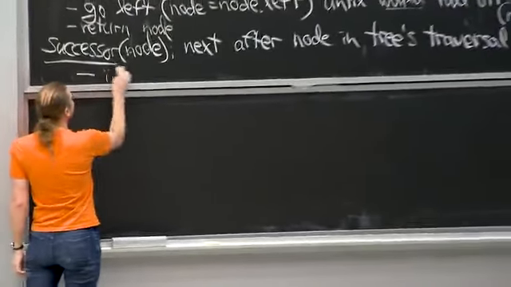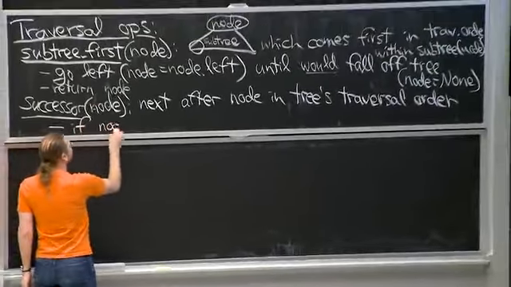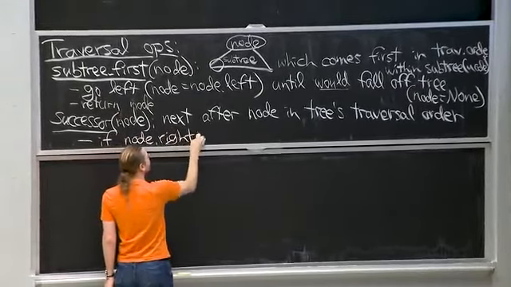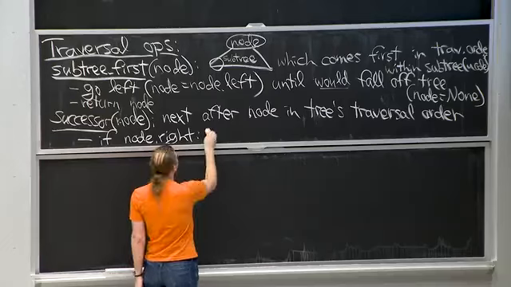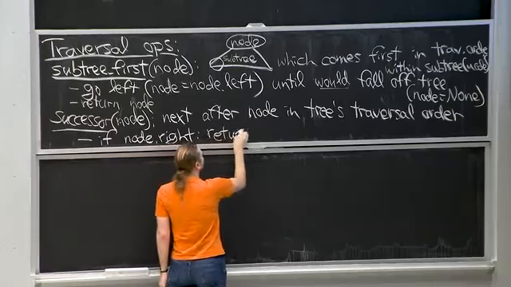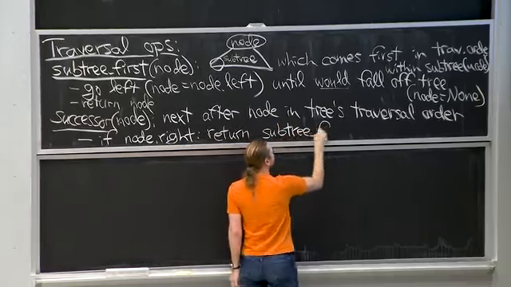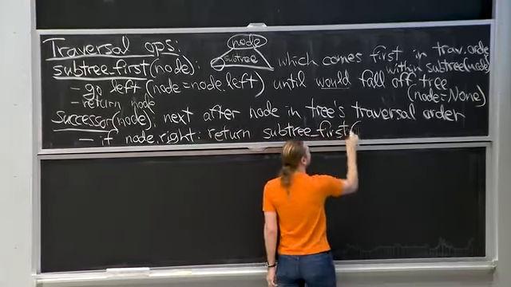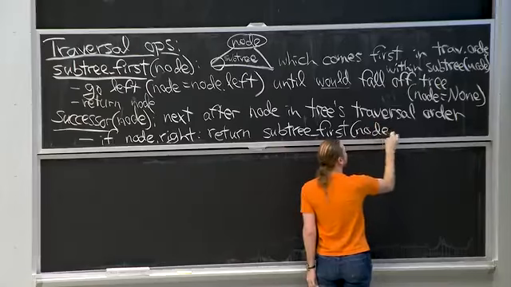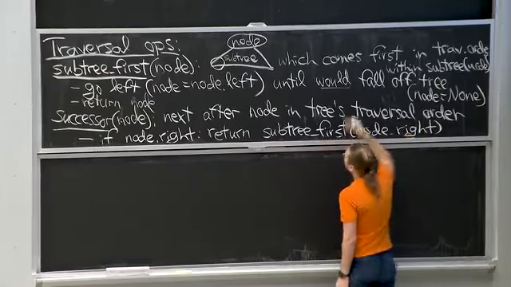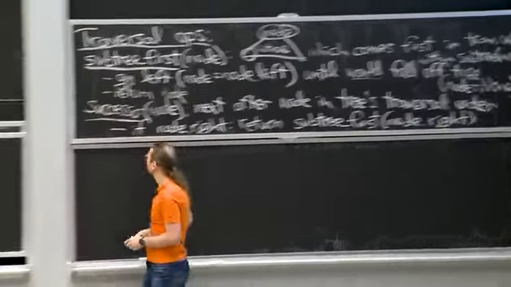So this is case one. If node.right, so if we have a right child, then what we want is subtree first of the right child. Okay, great. We can reduce to this other operation.